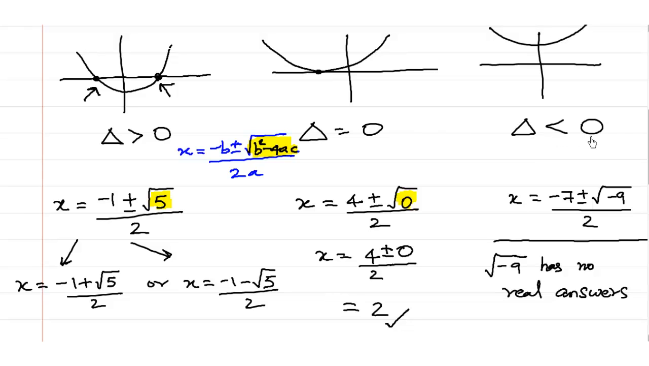But if delta is less than 0, which means that we have a negative number inside the square root. Now we know that, for example, square root of minus 9 has no real answer. There is no real number such that when multiplied by itself, we get minus 9. So over here we have no real answers. And therefore, when delta is a negative number, there are no real answers.